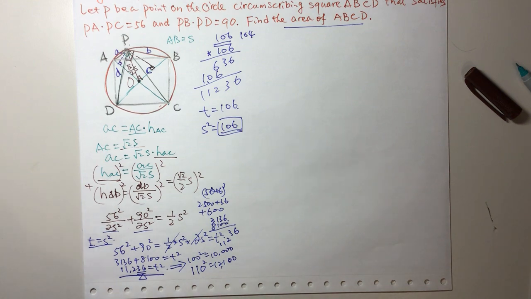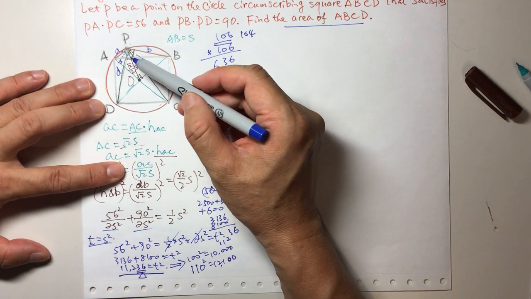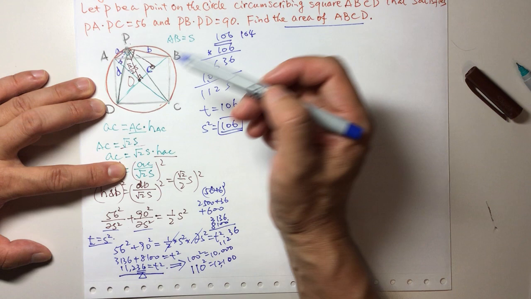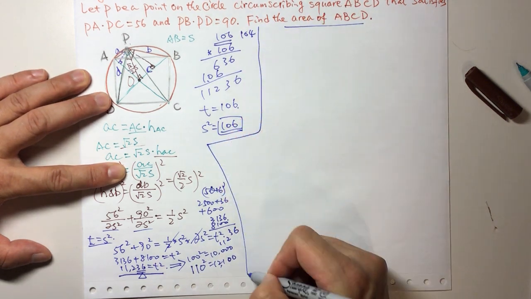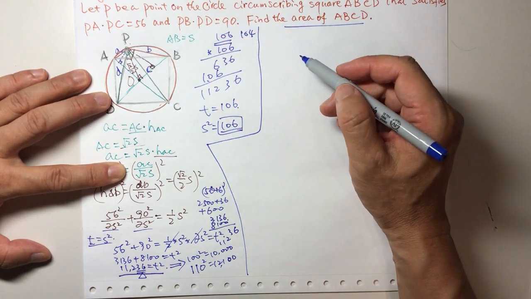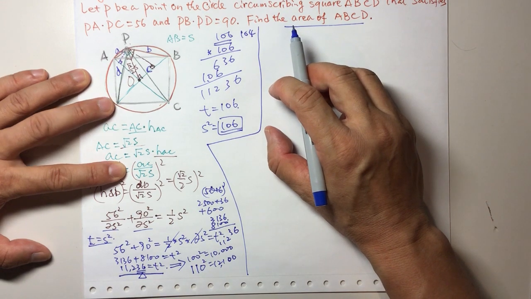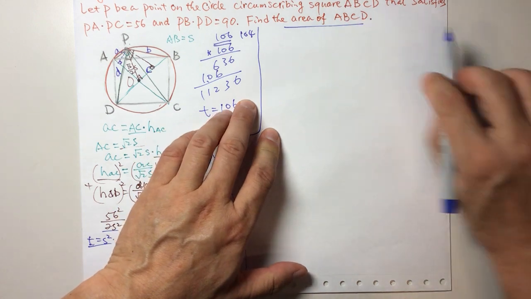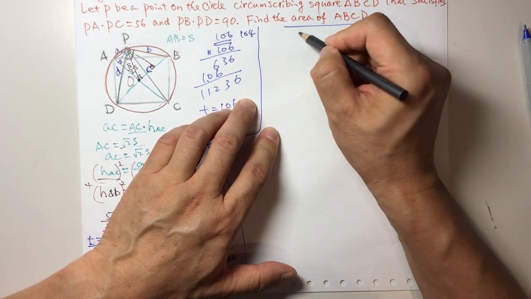Now, sometimes one geometry problem has a lot of different ways to solve it. And here, obviously we can use another way. We can use Ptolemy's theorem, and I will draw this square once more.